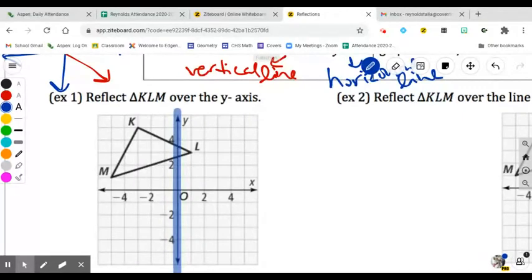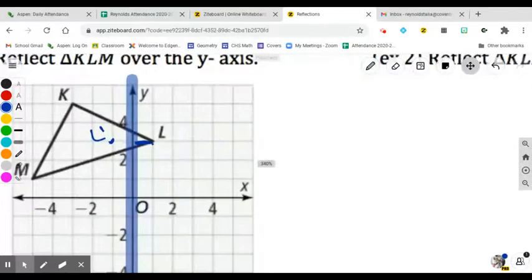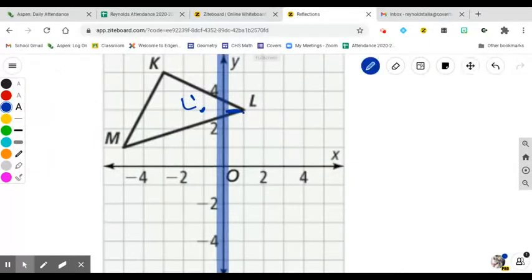Basically, anything to the right of the line, like this L right here, you're just going to count how many units it is to the line. So see how L is just 1 unit to the line? So L prime is going to be 1 unit the other way. So that is where L prime would be right here. Let me zoom in a little bit so it's easier to get these points. Okay, and then M is 1, 2, 3, 4, 5 to the line. So M prime would be 1, 2, 3, 4, 5 the other way.